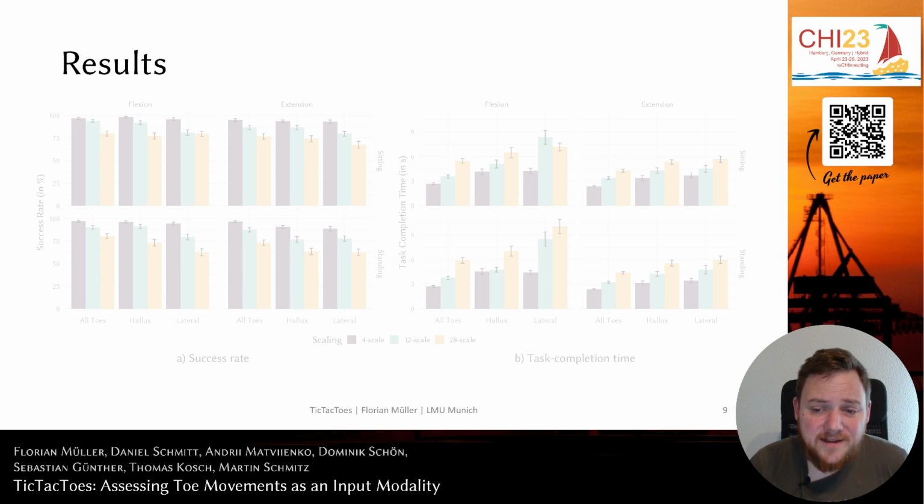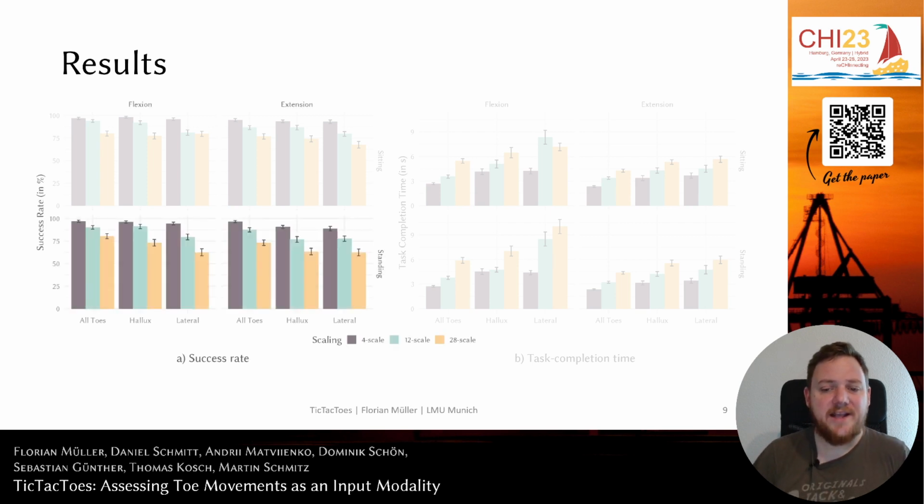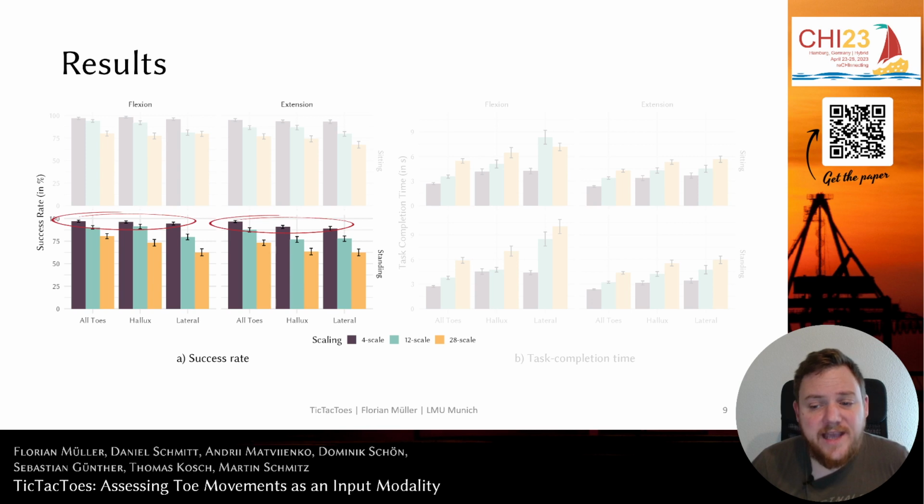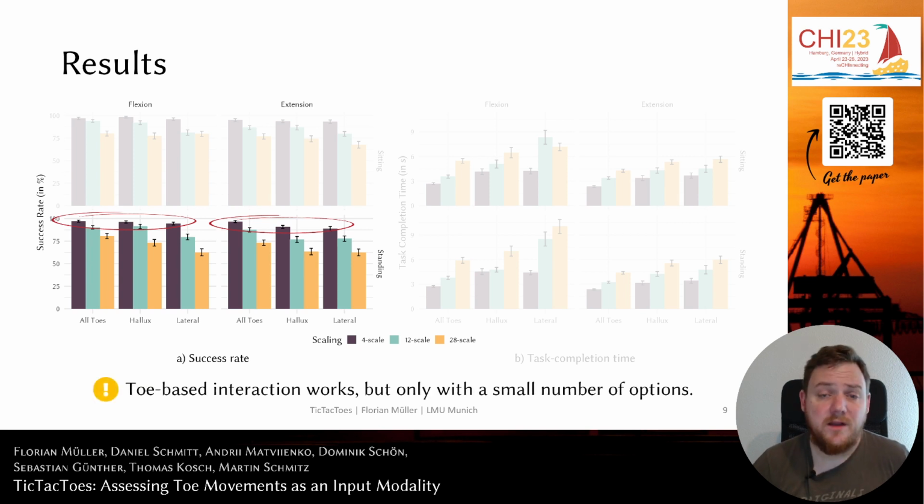So the first thing that I wanted to share with you is that toe-based interaction actually works. Obviously the scaling, so the number of possible items to select, had the biggest impact on the accuracy, but with 4 targets per direction we found accuracy rates around 98–99% when using all toes together. When we increase the number of options, we obviously decrease the accuracy. So remember, toe-based interaction works, but only with a limited number of options.